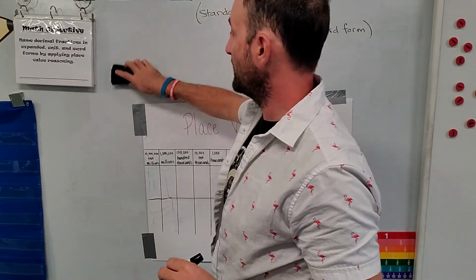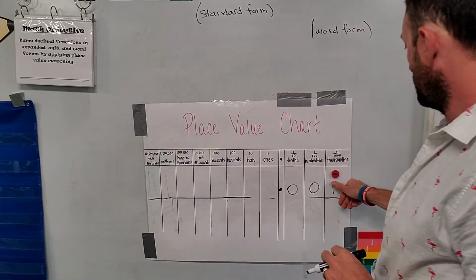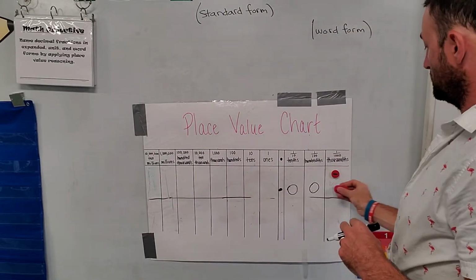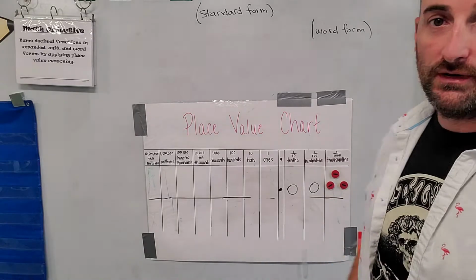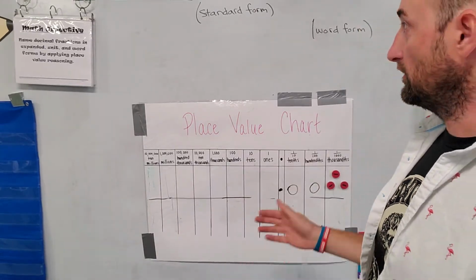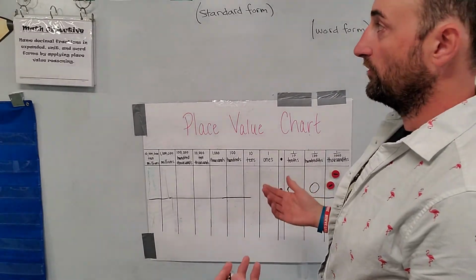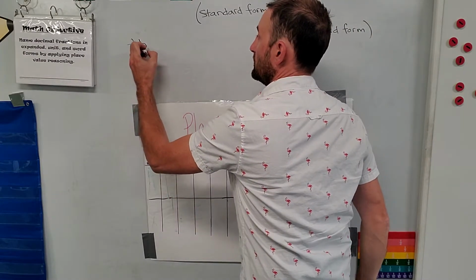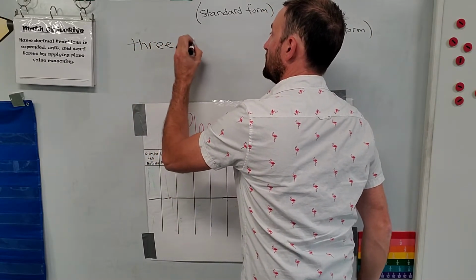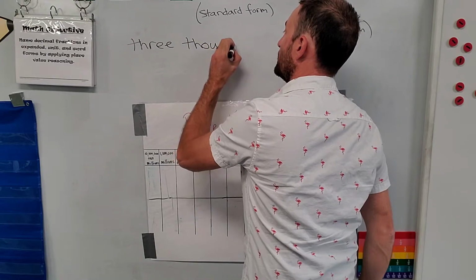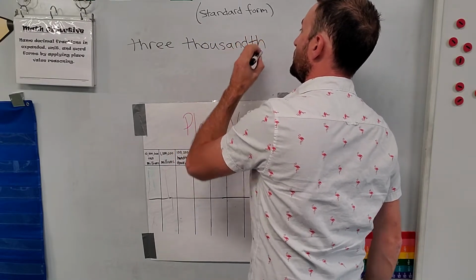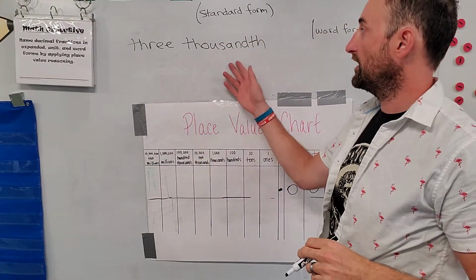What if I had 3000s? Well, if I had 3000s, I'm going to have 3 groups of 1000 in there. So let's start with word form, 3000s. I like to start with word form because I can hear myself saying the word, and all I have to do is write it down. 3000.